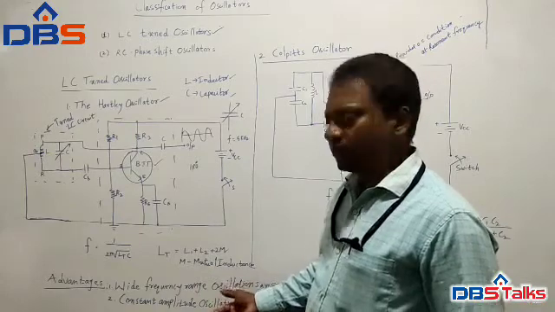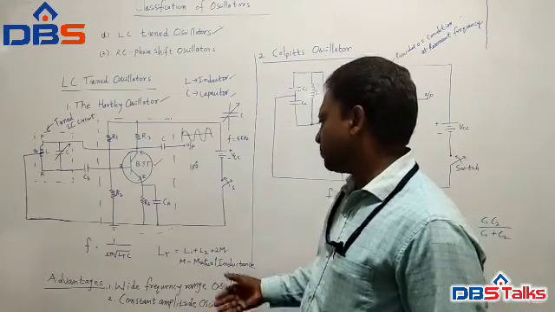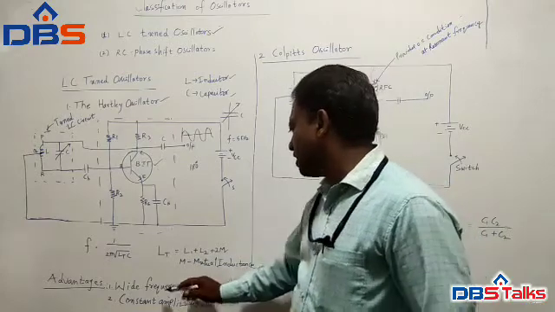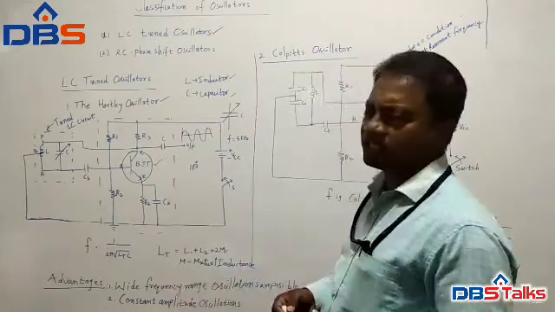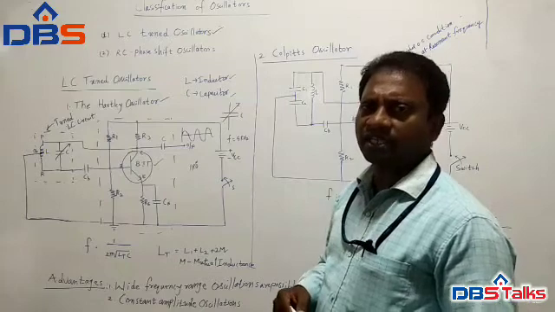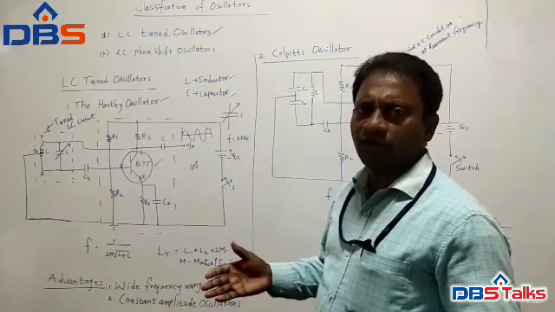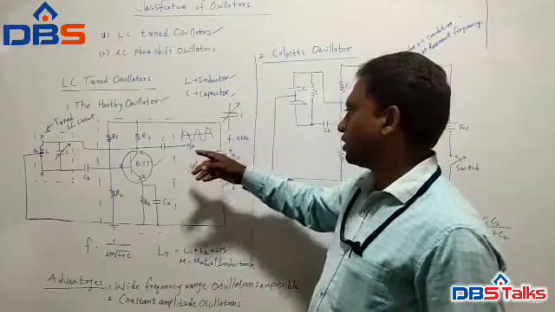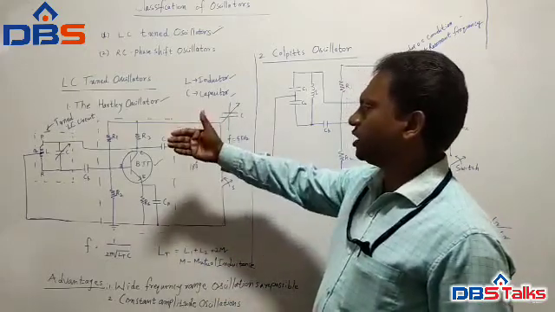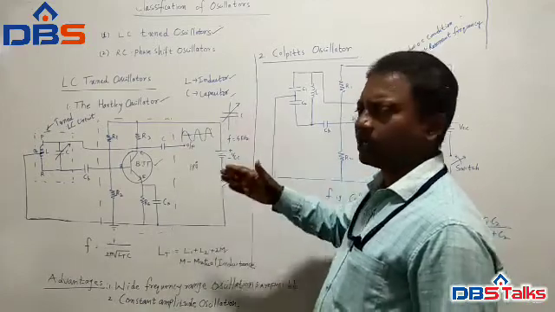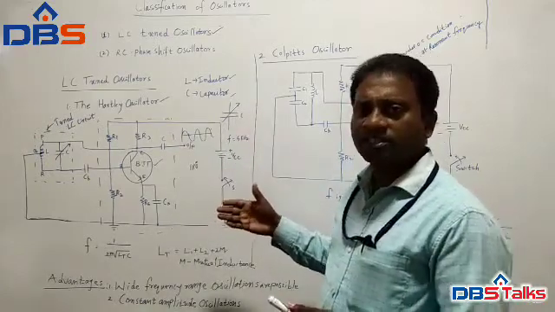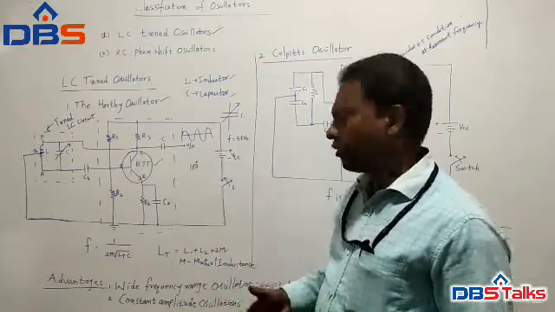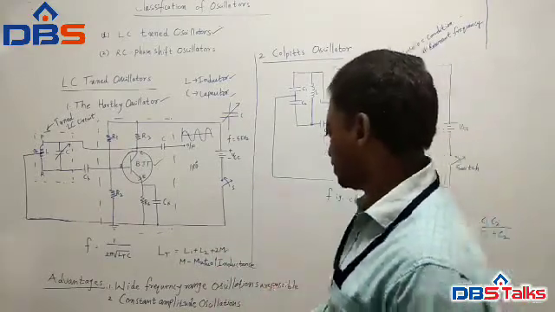Coming to the advantages of the Hartley oscillator, the main advantage is that it will generate a wide frequency range of oscillations by varying the capacitor value C. By changing the value of the capacitor, we can get different frequencies at the output, so it can cover a wide range of oscillations.